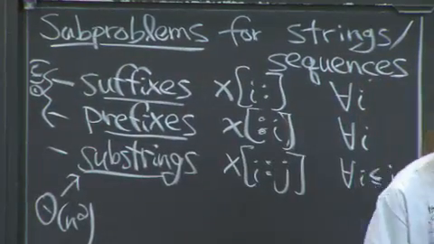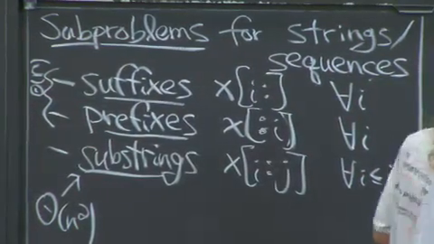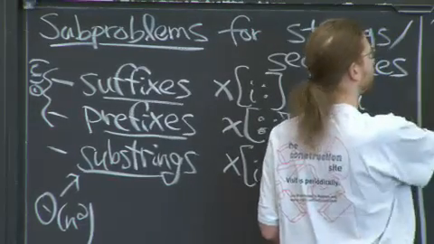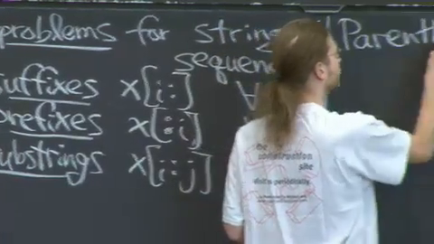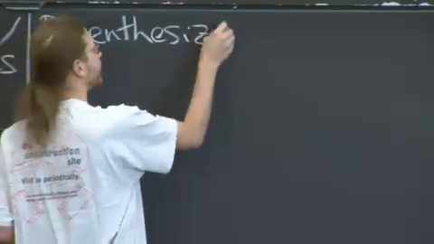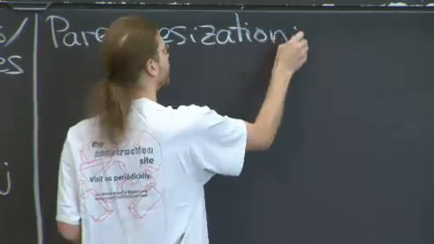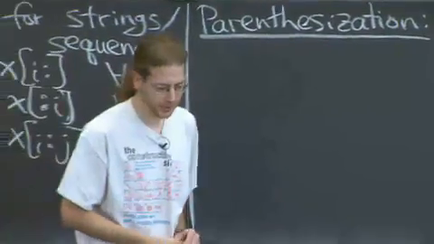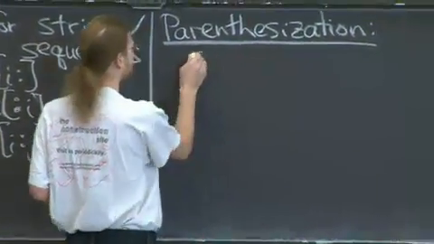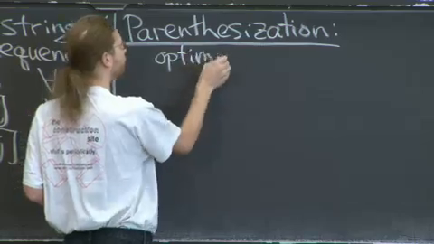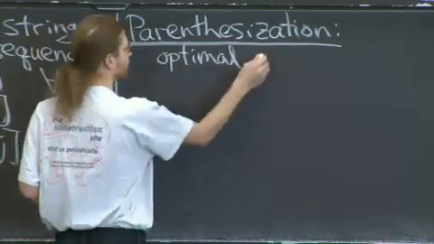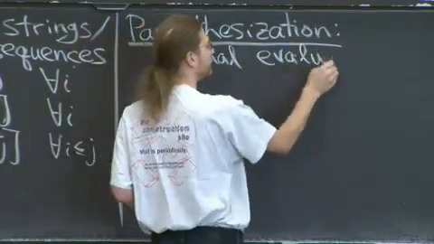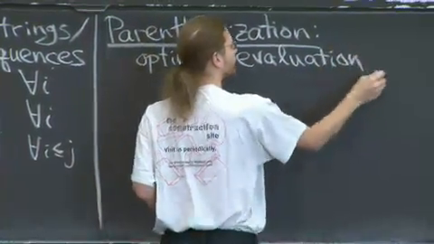Okay, let me define the next problem we consider. For each of them, we're going to go through the 5 steps. So first problem for today is parenthesization. You're given an associative expression, and you want to evaluate it in some order.